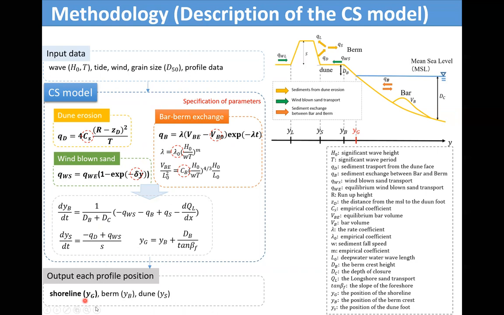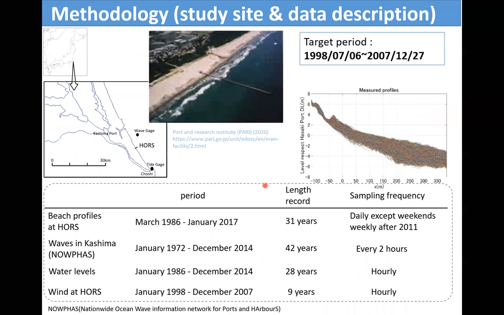So to ensure model applicability, enough climate and profile data are needed. And Hasaki Beach was chosen as a study site where more than 30 years of data was available from the Hasaki Oceanographical Research Station, so-called HORS. So in this work, model performance and parameter settings were evaluated by applying the CS model at Hasaki Beach here.